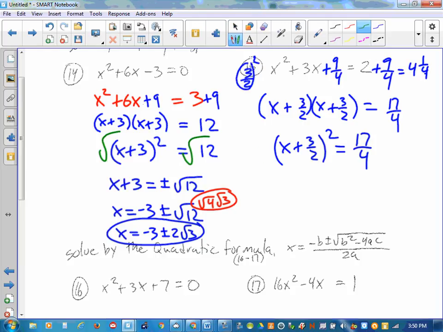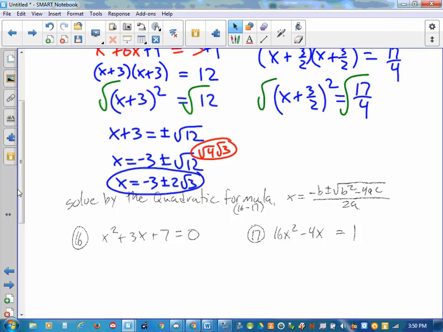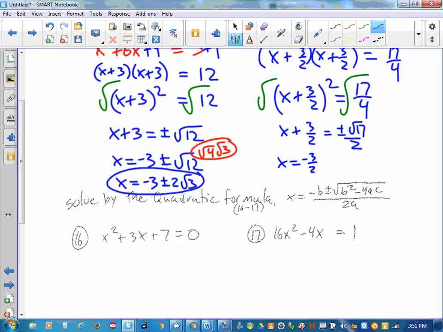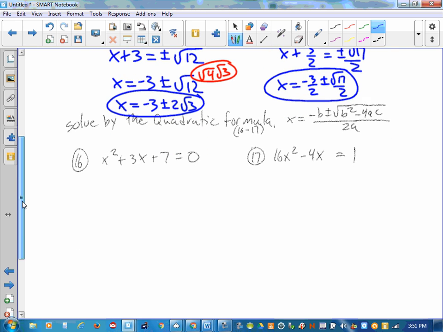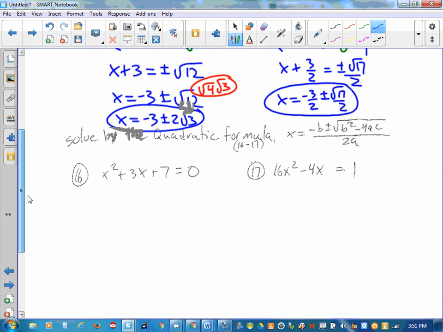I can do the square root of each side now. Taking the square root of each side would be x plus 3/2 equals plus or minus the square root of 17 over the square root of 4, which is 2. Subtract over the 3/2, and you get x is negative 3/2 plus or minus the square root of 17 over 2. All right, 17 doesn't simplify. The square root of 17 is just the square root of 17. It's a prime number, all that business. All right, moving right along.